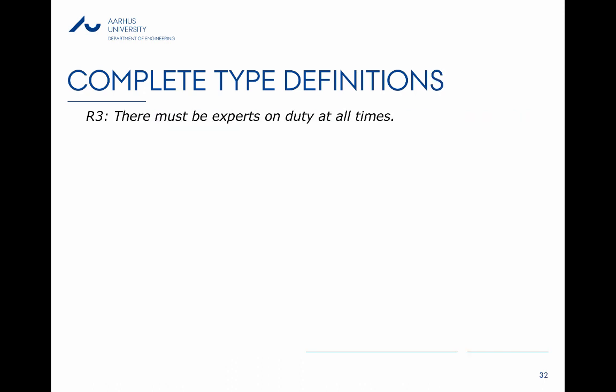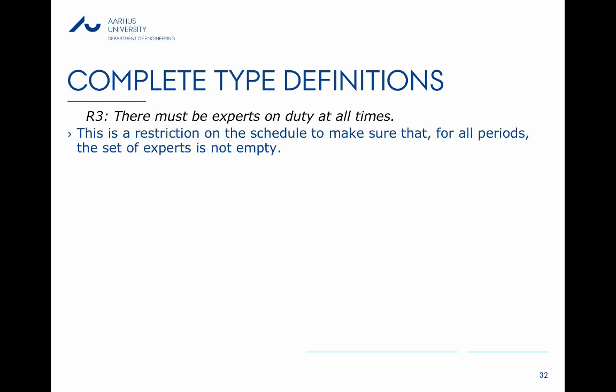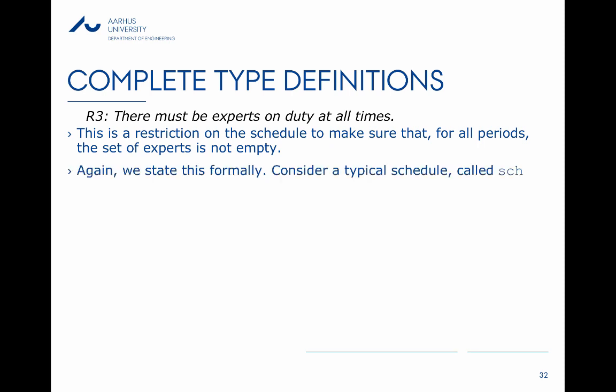Now, there also was a requirement that there must be experts on duty at all times. This is actually a restriction on the schedule, to make sure that for all periods, the experts are not empty. Again, we can state it formally and consider that we have a typical schedule, call it SCH. We would say for all sets of experts, call them EXS, in the range of the schedule, it must be such that EXS is different from an empty set. At least one expert must be on duty.